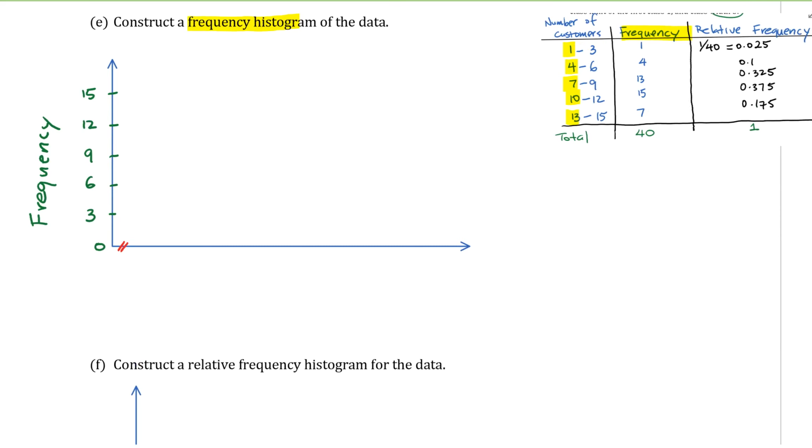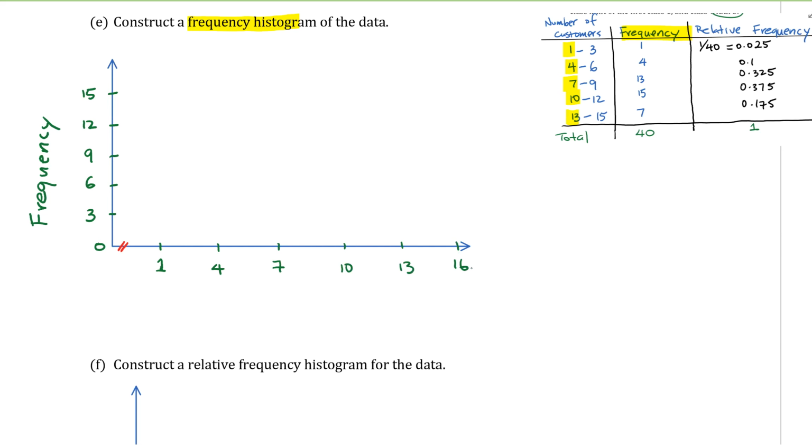So the first one is 1. That's the lower class limit of the first class. The next lower class limit, for the second class, is 4, since 1 plus 3 gives me 4. The next one is 7, because 4 plus 3 gives me 7. 7 plus 3 gives me 10. 10 plus 3 gives me 13. And I know that my maximum here is 15, so I want to include 15 on it. So plus 3 is going to give me 16. Okay, so those will be my lower class limits.